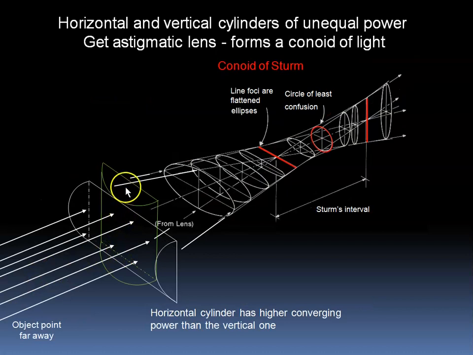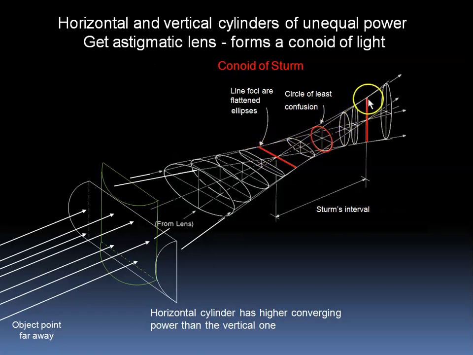Here we see what happens when we have two cylinders of different powers at 90 degrees apart. In this particular drawing, we assume that the horizontal cylinder has more power than the vertical cylinder. We see that the light is being compressed in the vertical direction by this horizontal cylinder faster than the other axis. In other words, we get ovals that shrink in the vertical until it forms a horizontal line. At some point, it starts to expand again.